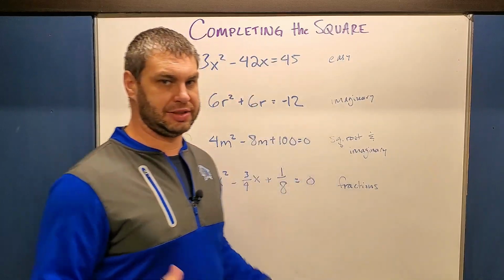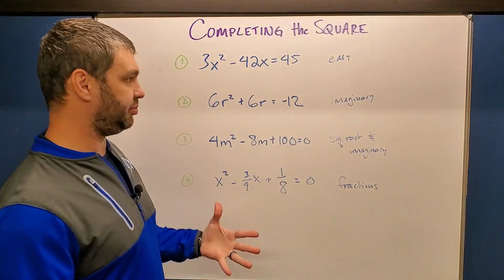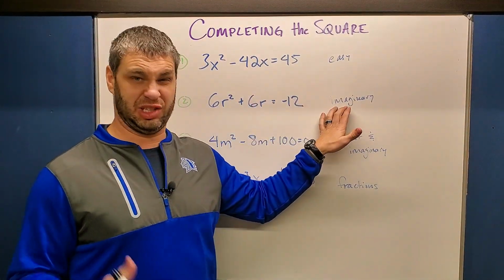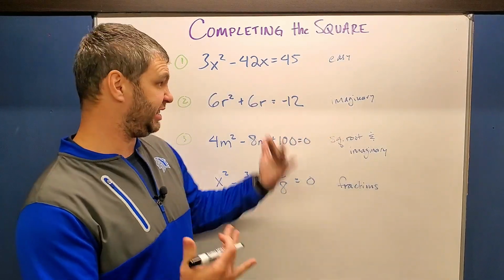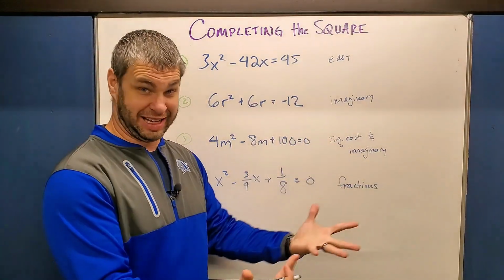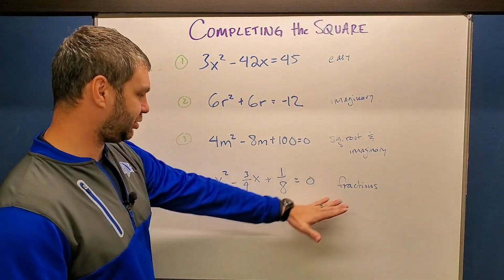Talk about completing the square today. In this video, we have four kind of levels of problems. We have an easy one, kind of one that uses imaginary numbers when we get the answer. One that has a square root and imaginary numbers for number 3, and the last one has fractions.